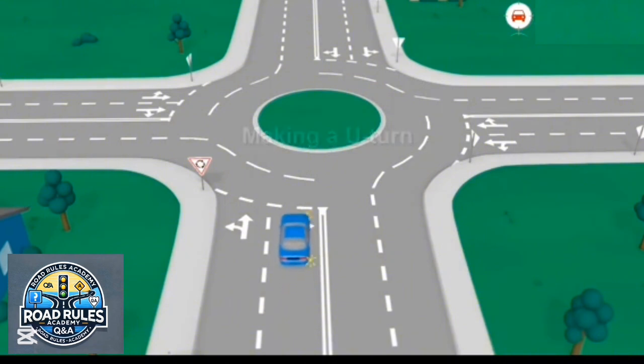Making a U-turn. When using a roundabout to make a U-turn, you must approach in the right lane and signal right.